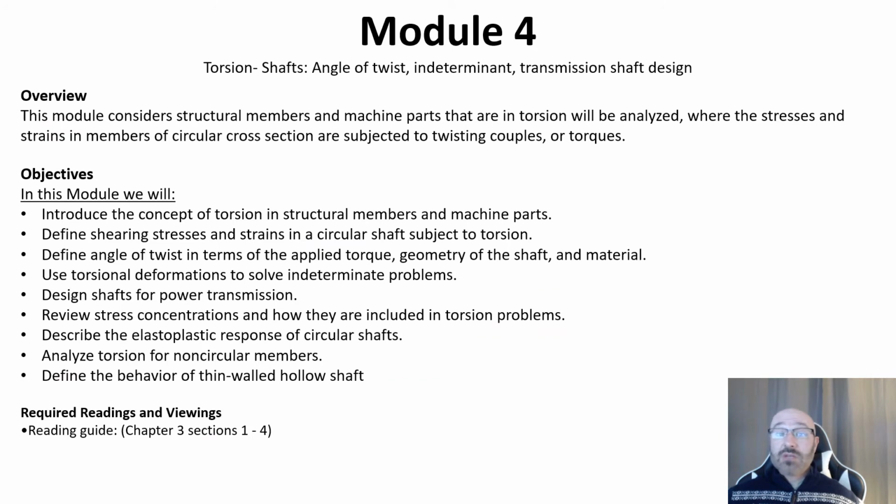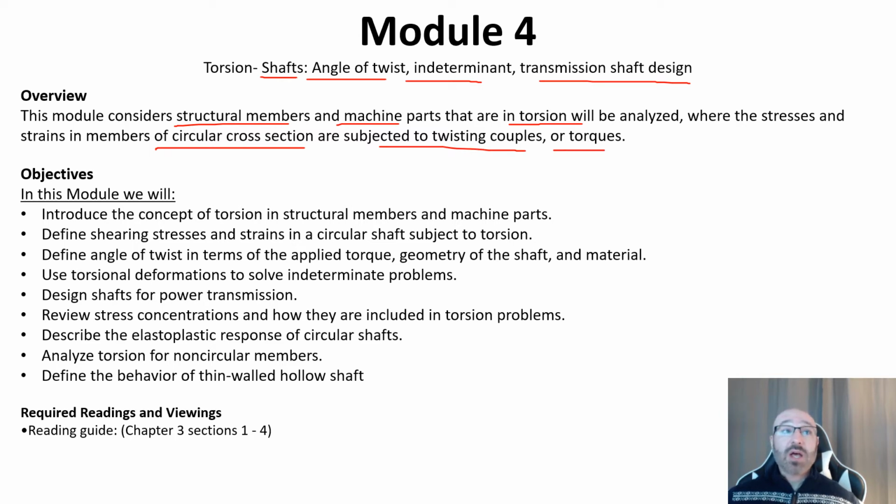So as we get into Module 4, we'll be looking at torsion, in particular taking a look at shafts, and within shafts we're going to take a look at the angle of twist, indeterminate shafts, and some transmission shaft design. So in this module, we're going to consider structural members and machine parts that are in torsion. We're going to analyze these, take a look at some practical applications where the stresses and strains in the members of circular cross section are going to be subjected to twisting couples or torques.